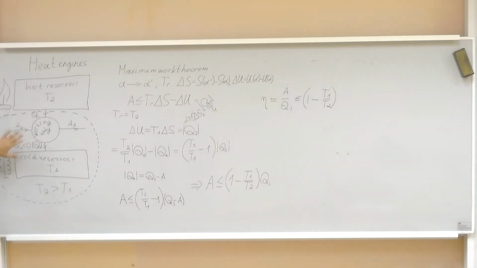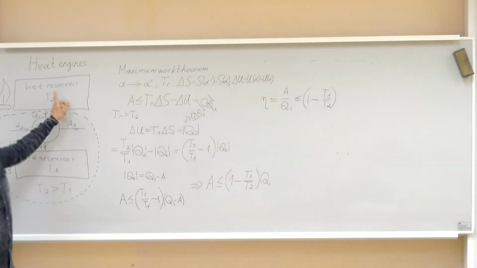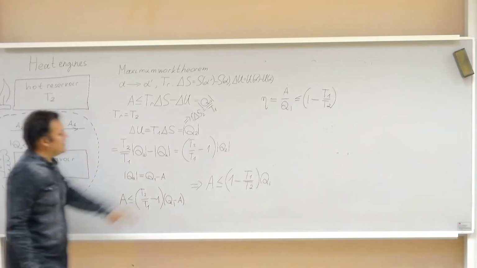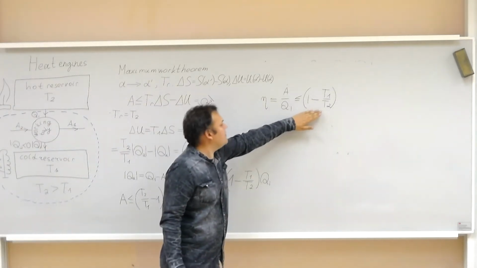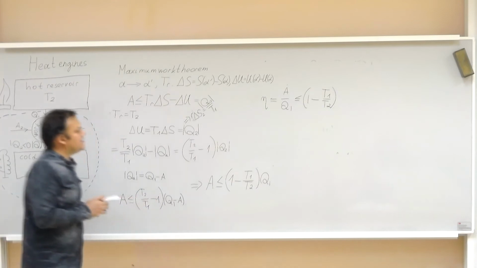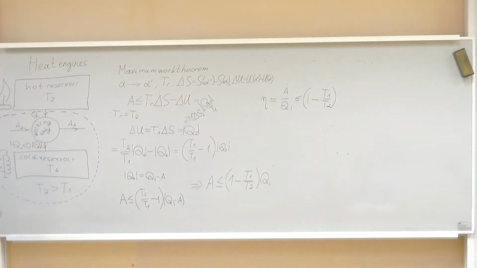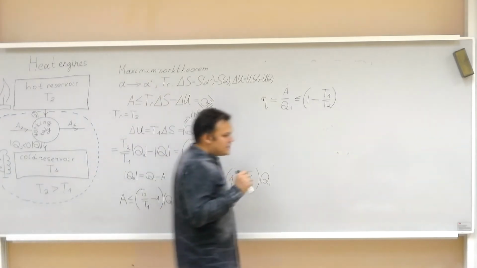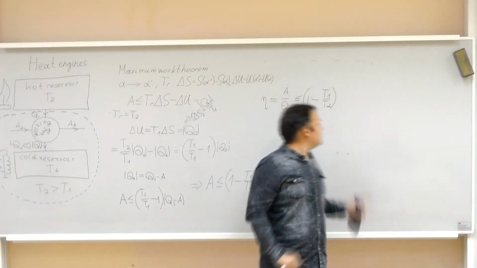If our heat engine takes the heat Q1 and the temperature of the hot reservoir is T2, this is the maximal efficiency of this heat engine. Okay, we find the limit of the maximum possible efficiency. Let us now address a question. What is the particular cycle that is most effective?